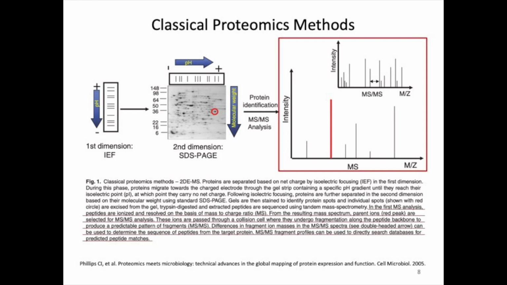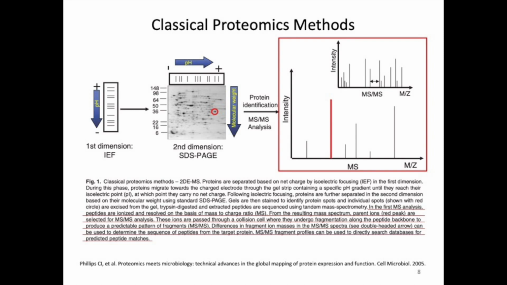Here in the rectangle of the MS peaks and the MSMS peaks, we call them the mass spectra. Let me read the description. It is very good. For the generation of MS peaks, peptides are ionized and resolved on the basis of M/Z. That's the mass-to-charge ratio. From the resulting mass spectrum, parent ions, the red peak in the figure, are selected for further MSMS analysis.